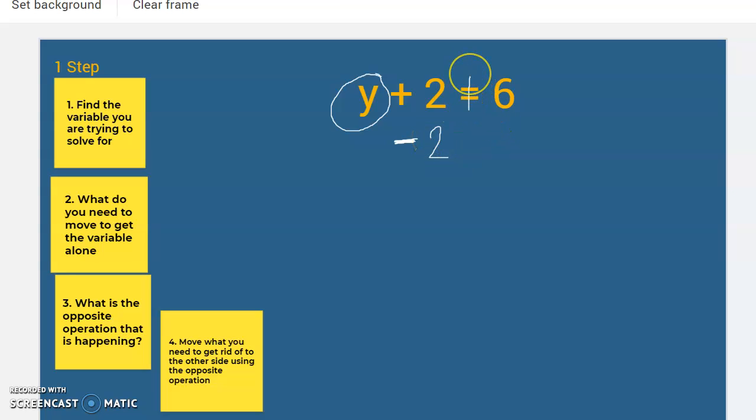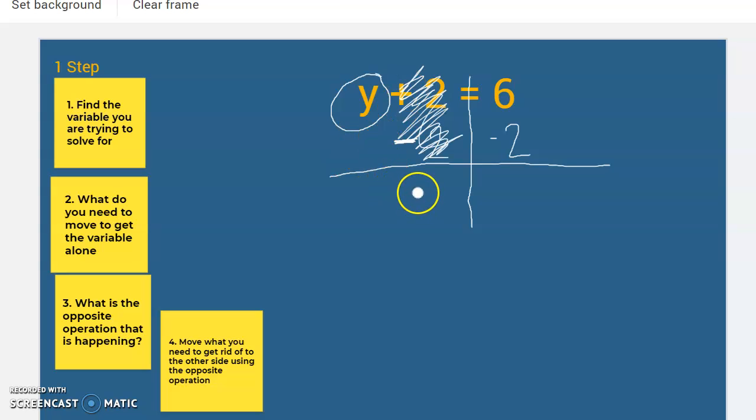And what we have to remember is whatever we do on one side of the equal sign, we have to do on the other side. So I'm also going to subtract 2 on this side. So now after I do that, my 2's have canceled out, and I'm just left with y on the left side. And on the right side, I have 6 minus 2 is just going to give me 4. So my answer would be y equals 4.